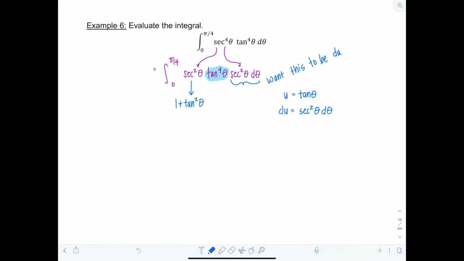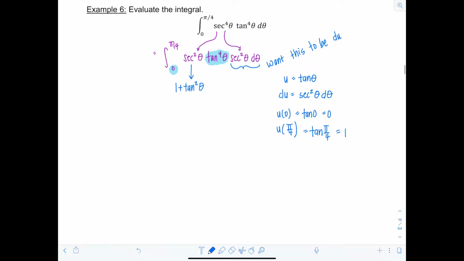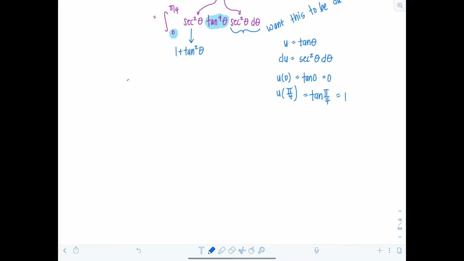All right, and now we're almost ready to roll. I just have to switch those limits of integration. So the lower limit is 0. Let's see what the new lower limit's going to be in terms of u. So u of 0, that's tangent of 0, which is 0. And then u of pi fourths, that's tangent of pi fourths, which is 1. Okay, so now let's switch everything to be in terms of u. So we'll have the definite integral from 0 to 1.